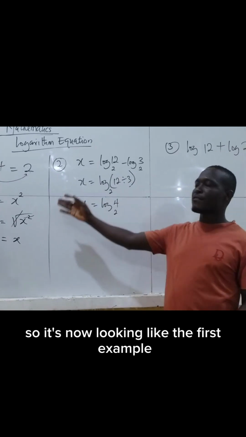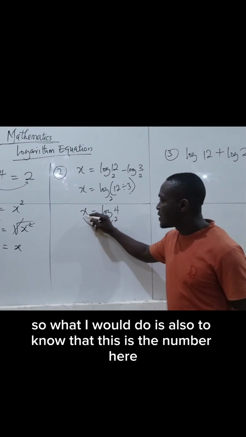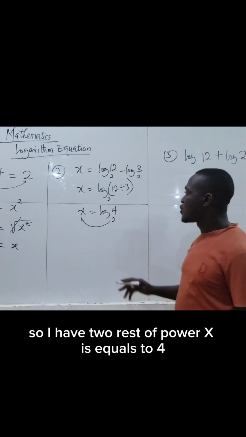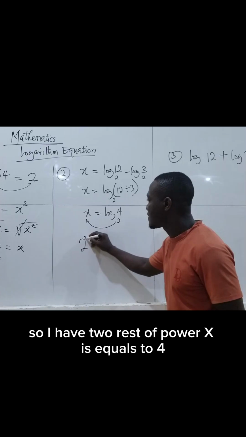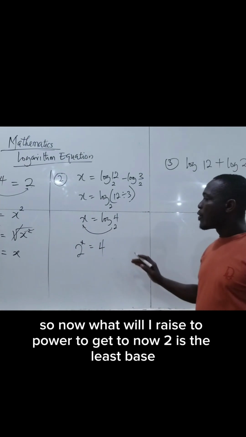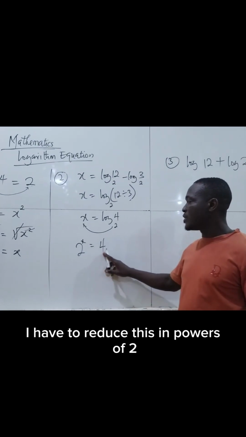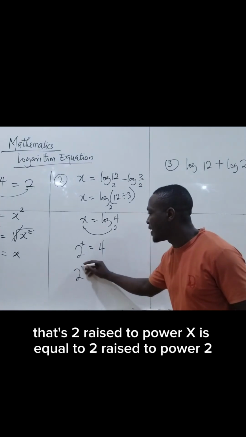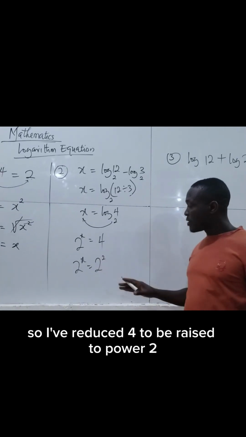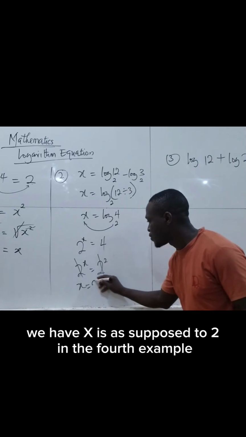So it's now looking like the first example. What I will do is also to know that whatever I have here is the raised to power. So I have 2 raised to power x equals 4. I've equated it. So now, what will I raise to power to get 2? Now, 2 is the least base. I have to reduce this in powers of 2. That's 2 raised to power x equals 2 raised to power 2. So I've reduced 4 to be 2 raised to power 2. So now, 2 can cancel 2. We have x equals 2.